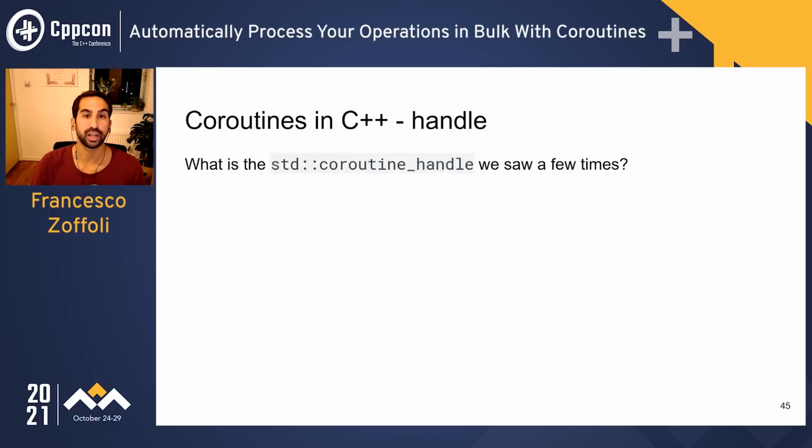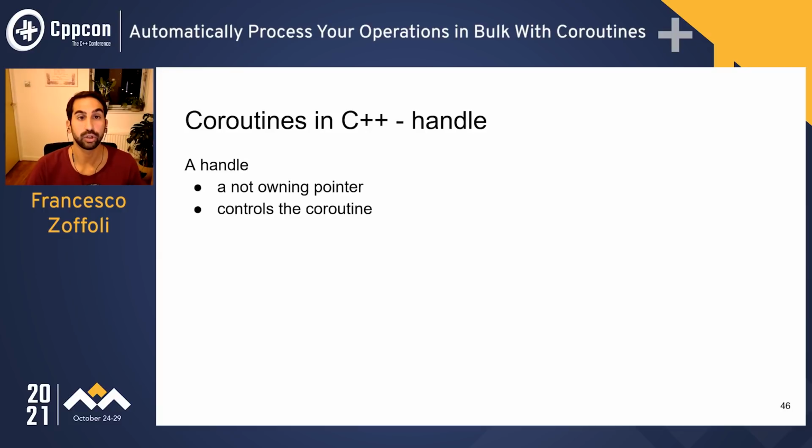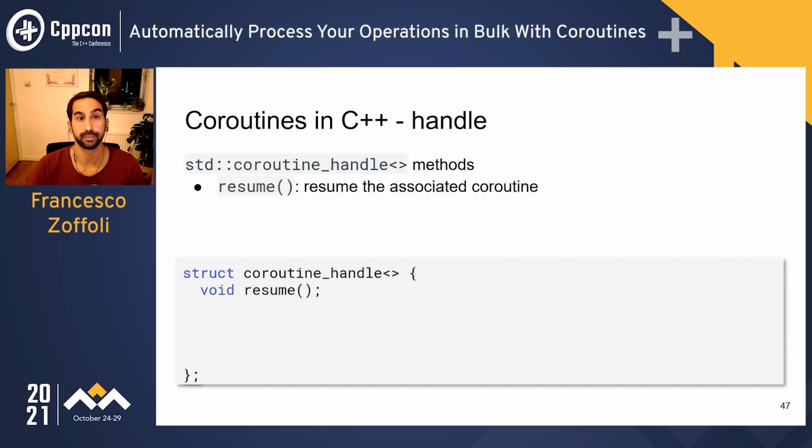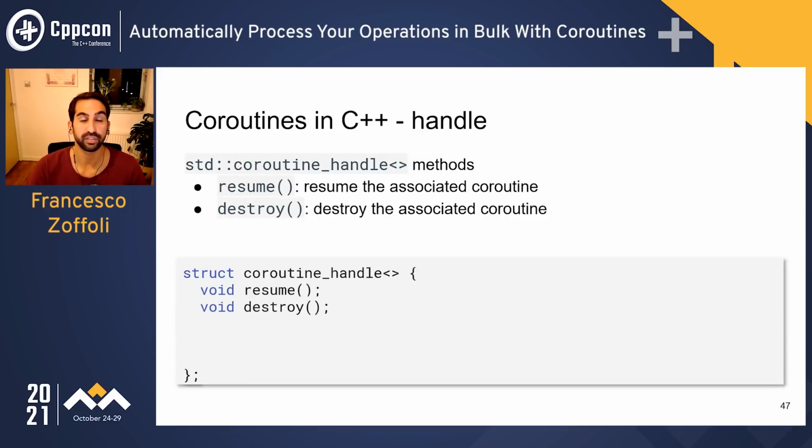We mentioned the coroutine handle a couple of times. What is a coroutine handle? A handle is a non-owning pointer which controls the coroutine. The coroutine handle has two methods. It has resume, which resumes the associated coroutine which has been suspended, and destroy, which destroys the associated coroutine. destroy can be called even if the coroutine has not completed, as long as it's in a suspended state.